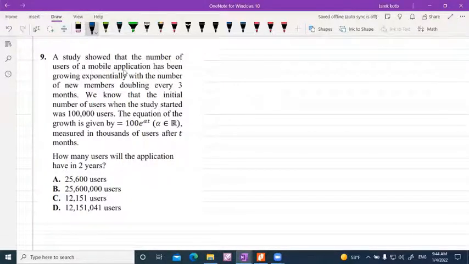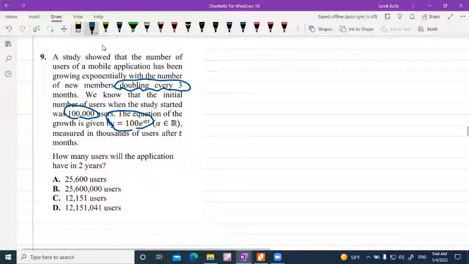Number 9. A study showed that the number of users of a mobile application has been growing exponentially, with the number of new members doubling every 3 months. Look at this, doubling every 3 months. We know that the initial number of users when the study started is 100,000. This is the initial amount. The equation of the growth is given by, this is the equation of the growth, y equals 100 e to the alpha t, measured in thousands of users.